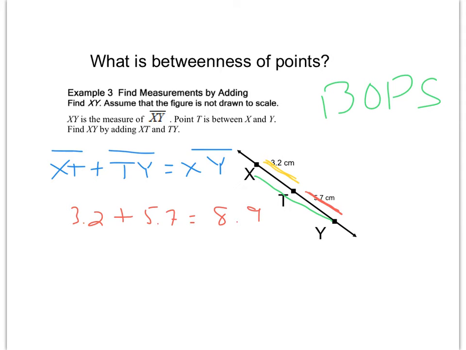Now, if 3 points are not collinear, so if X were here and Y were here, but T were up here, not on the same line, let me put in the points, this is X, this is T, and this is Y. So if T is not between X and Y, not on the same line, XT plus TY, in this case, does not equal the length of XY. So T must be on the same line as X and Y for T to be between X and Y, and thus BOPS.